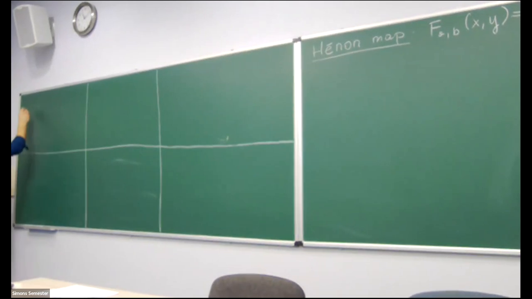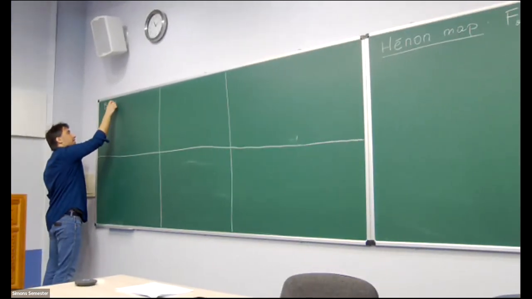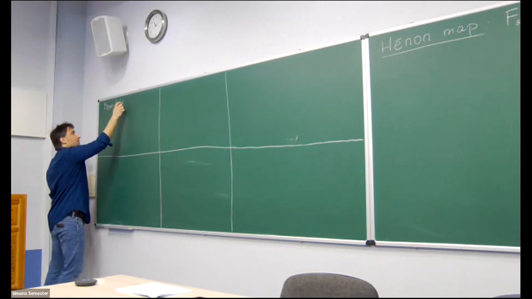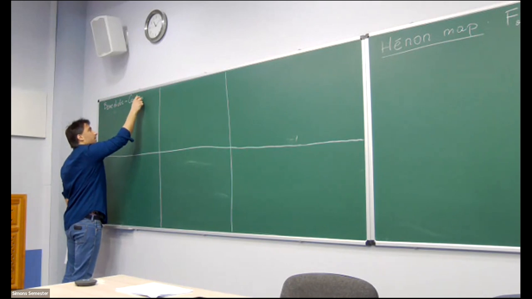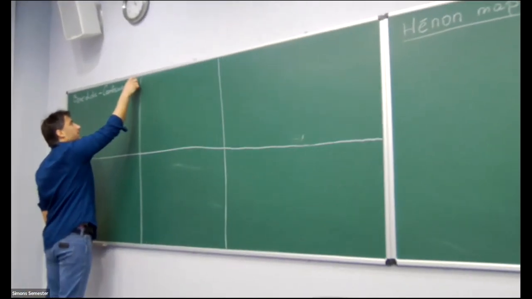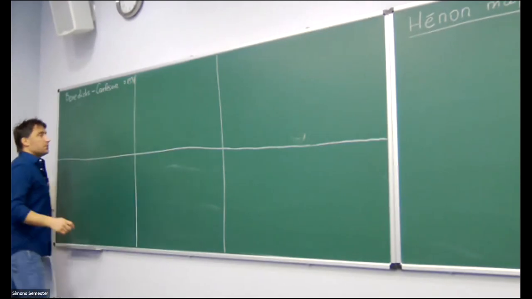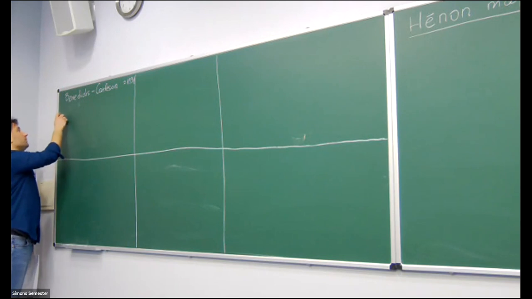So of course, the first one is done by Benedicks-Carleson. This was from 1991. This was the first breakthrough where there was a rigorous proof of the existence of a strange attractor.